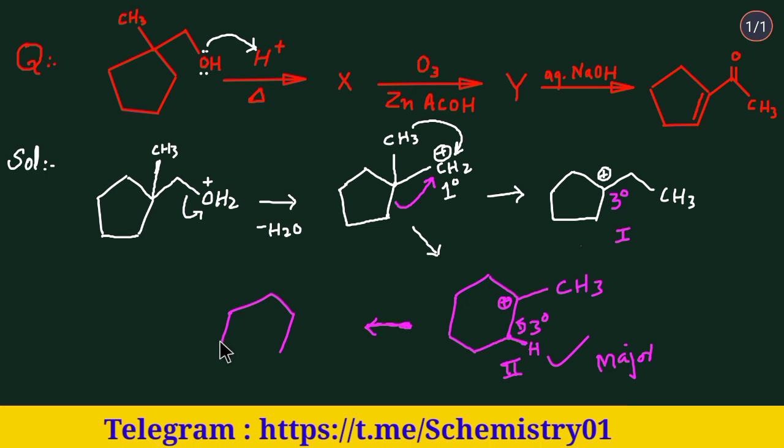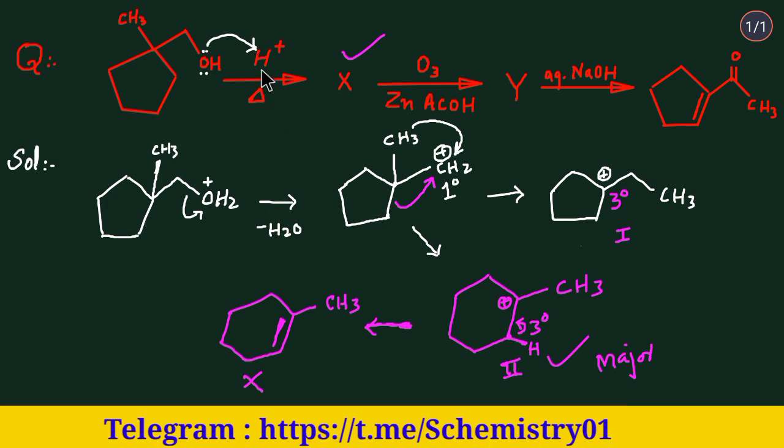So you will just get the alkene here, a cycloalkene, and here is the methyl group. So this will be your X. So this is your X. So I hope you have understood how this X is formed.